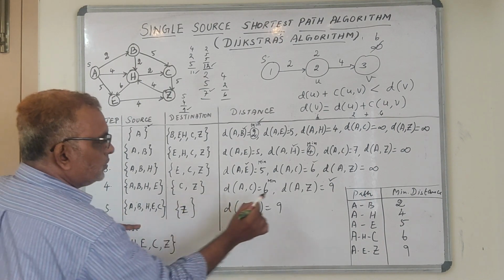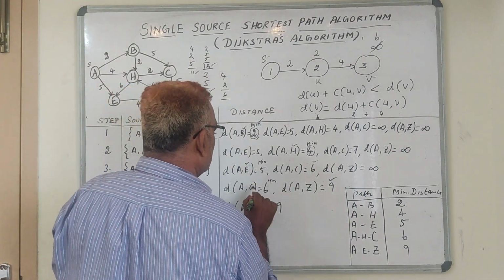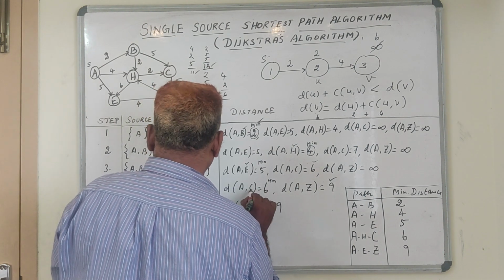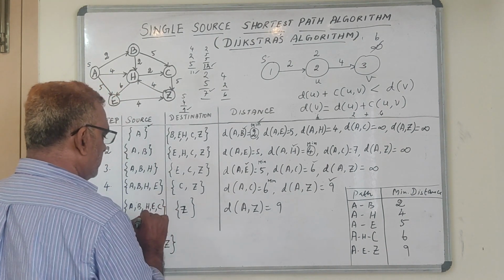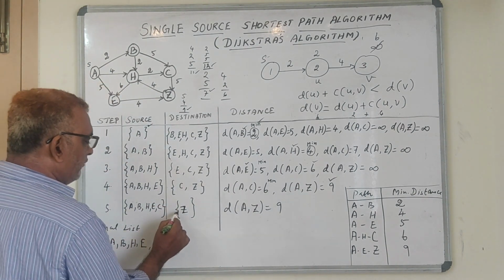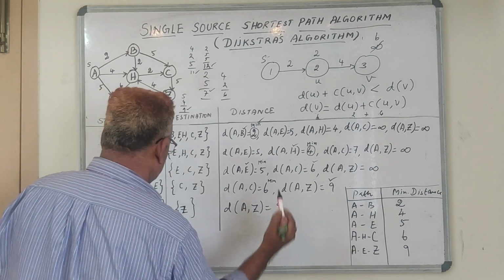Compare all these and find the minimum value. The minimum value is the one for C, so C is included in the list. And finally, there is only one node left, that is Z. So A to Z is 9.